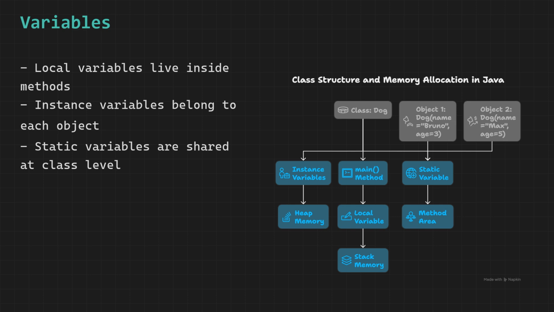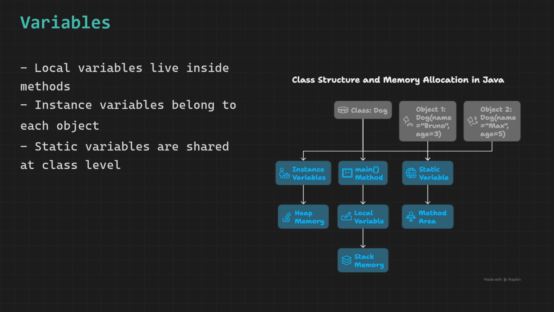They are created when the method is called and destroyed the moment the method returns. They live in stack memory and are never shared. Each method call gets its own fresh copy. Critically, local variables have no default value. If you declare int x inside a method and try to use it without assigning a value first, the compiler throws an error. You must always initialize them explicitly.